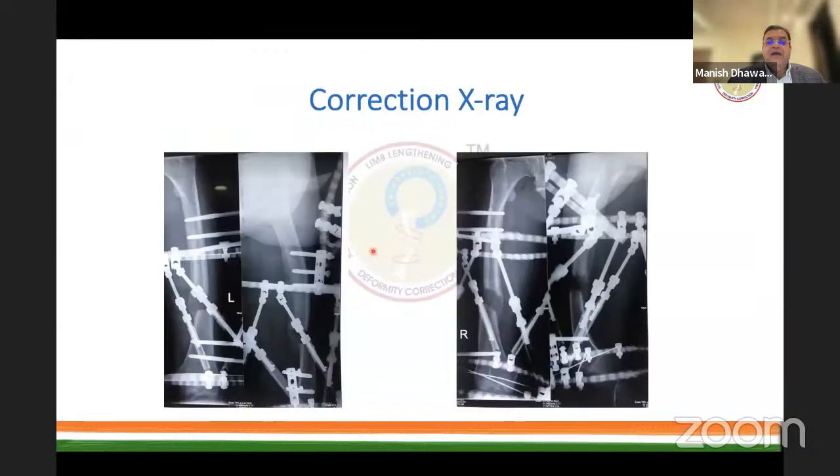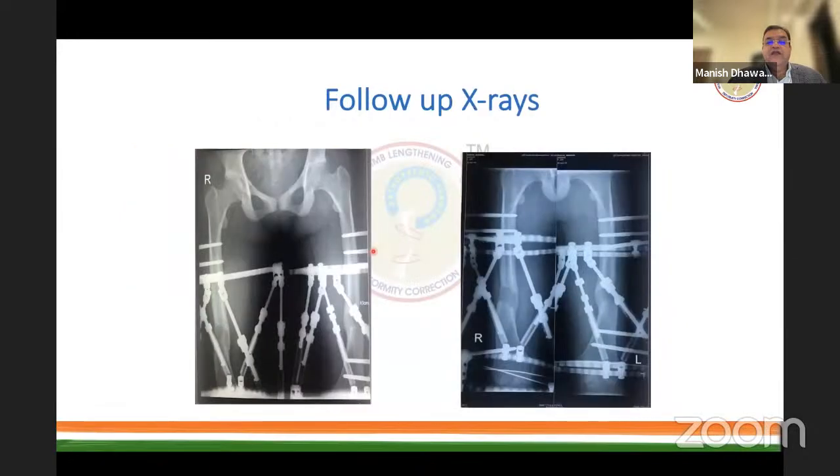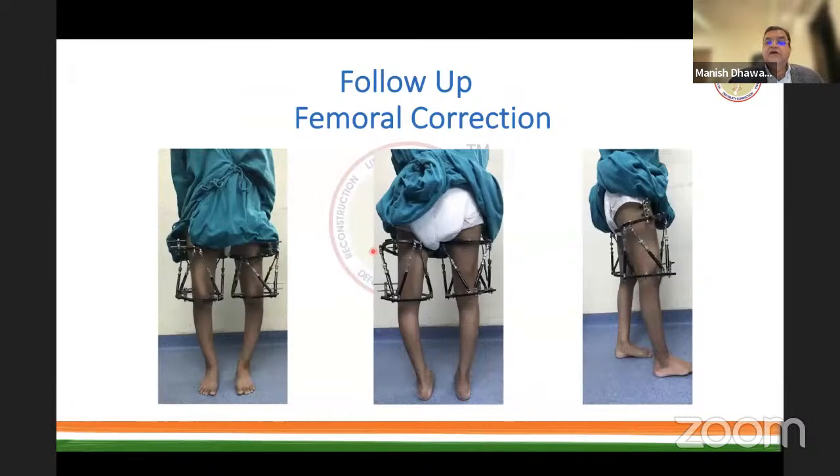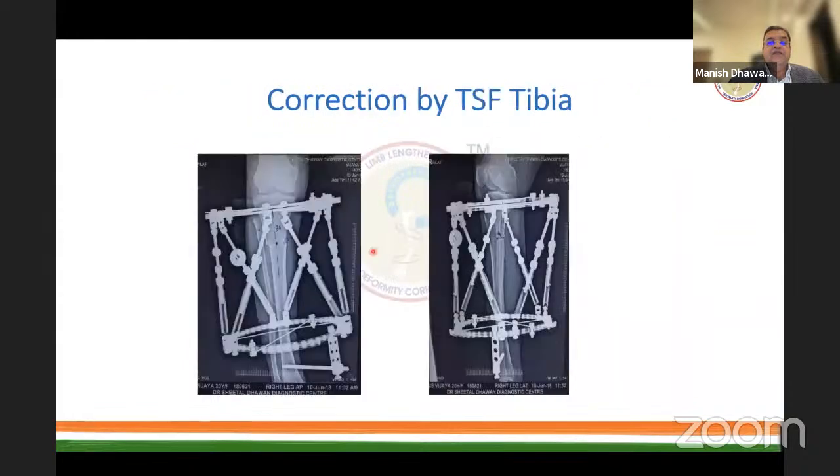So I did my corticotomy at the third line, the resultant CORA, and you can see the femur correction happened. I lengthened her also for an inch. This is the frame for femoral correction, and the femurs are corrected.